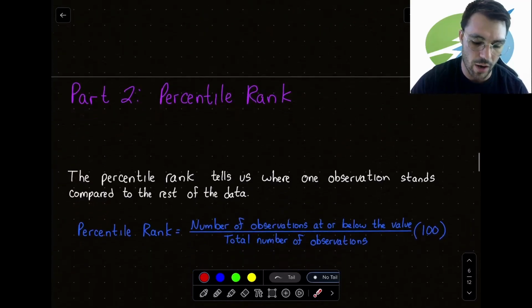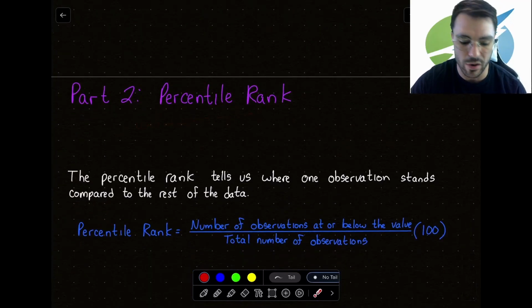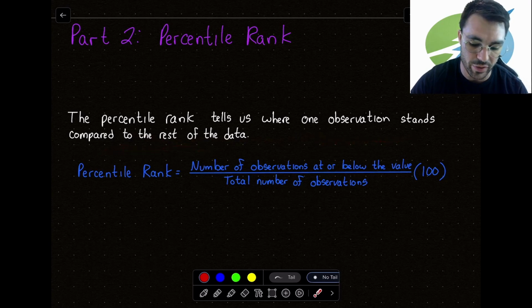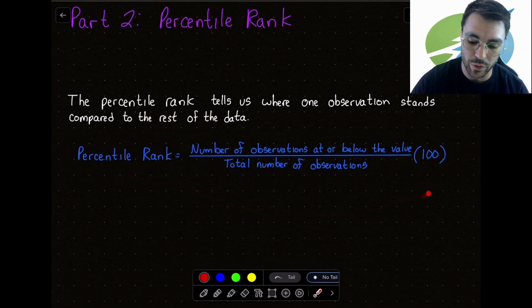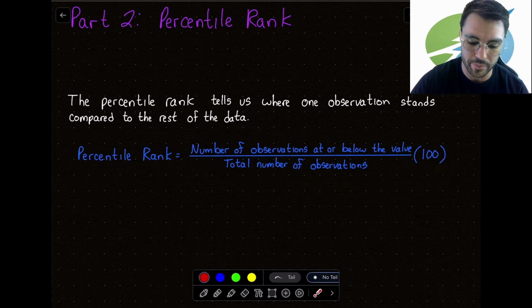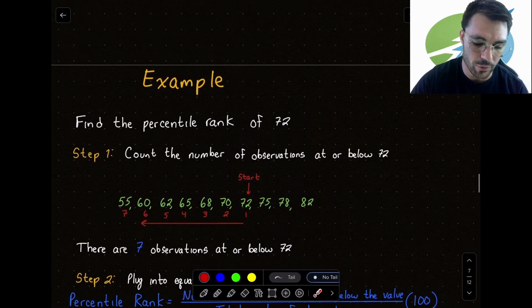All right. Part 2, the percentile rank. The percentile rank tells us where one observation stands compared to the rest of the data. So we find it with this equation given here. Percentile rank equals the number of observations at or below our given value divided by the total number of observations, times 100.